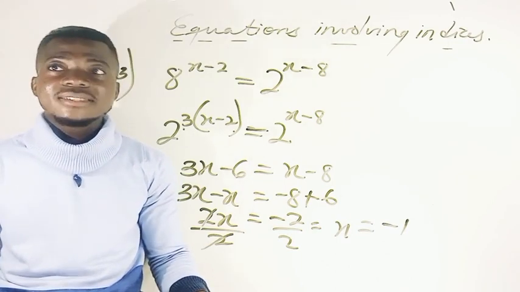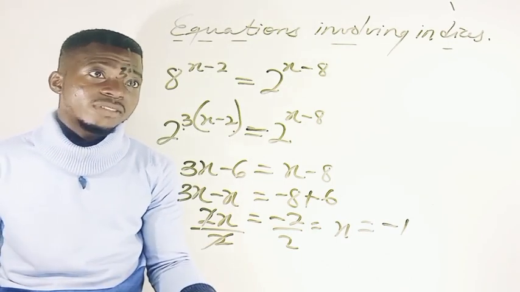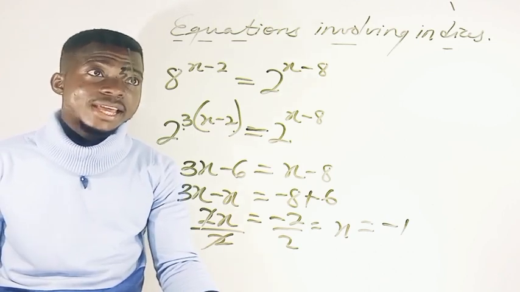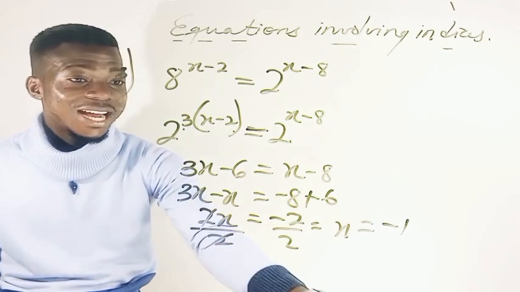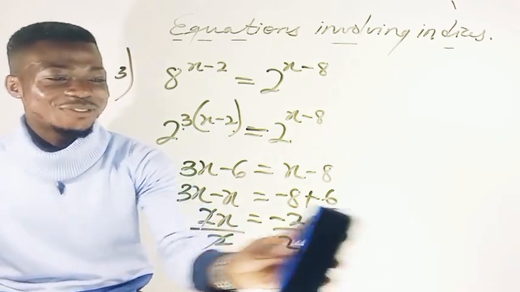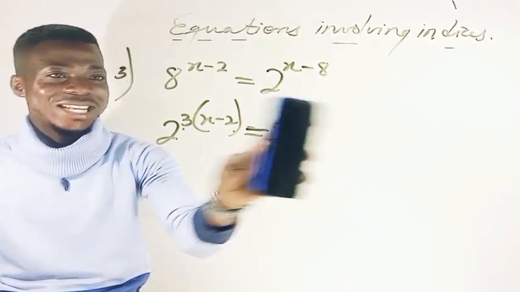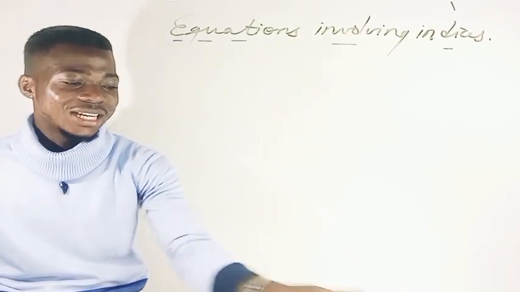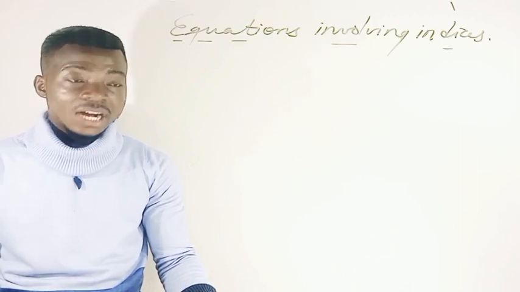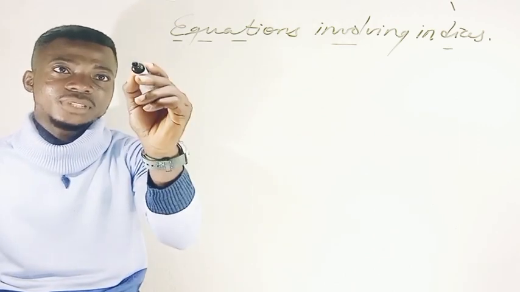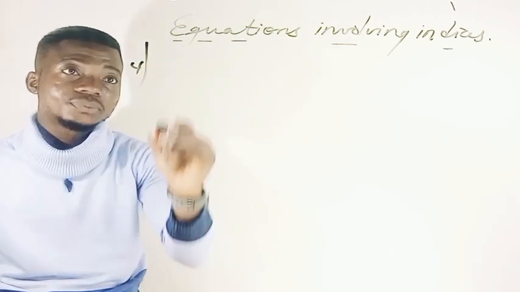We need to find the value of x. Anytime you have a question like this, find the value of this, find the value of that, if it's equations, then you're going to use this method. Guys, I have taken you through virtually everything you need to know in indices. We've done a whole lot of things today in this lesson. I think I'll just do the last example with you. So let's do the fourth example.